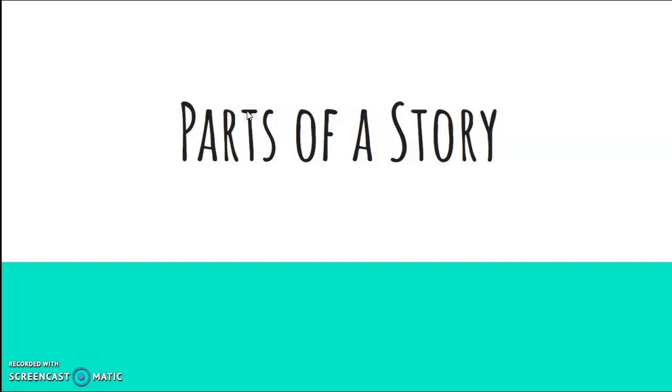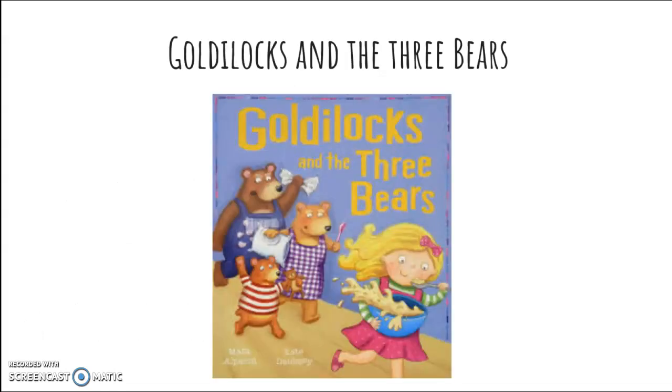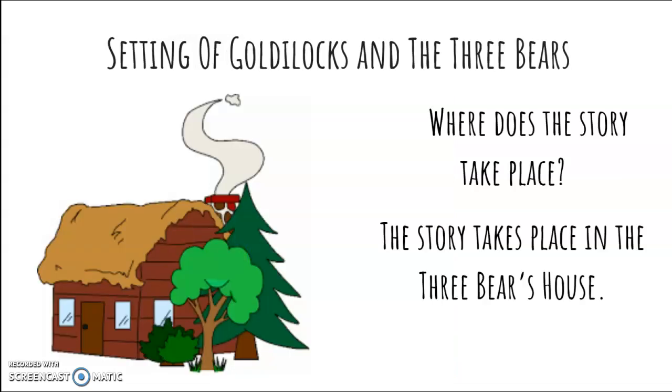So today we are going to be learning about the different parts of a story. The different parts of a story include the setting, the characters, the problem of the story, and then how the problem was solved during the story. The book we're going to be looking at is one that we've read in class together, and it is Goldilocks and the Three Bears.